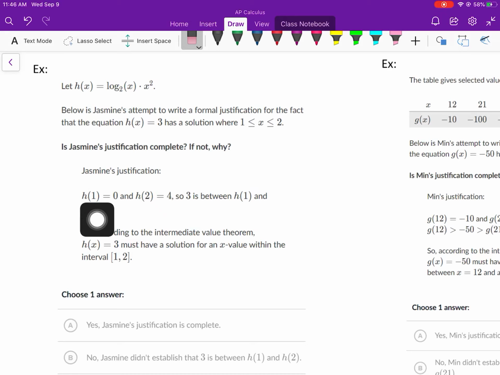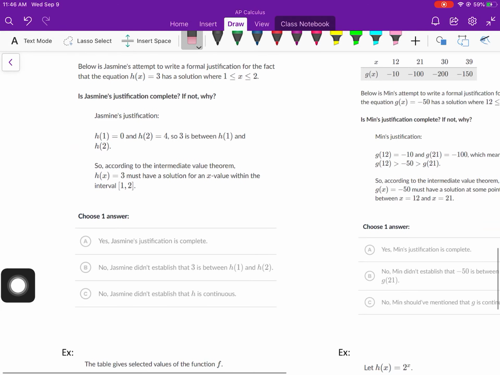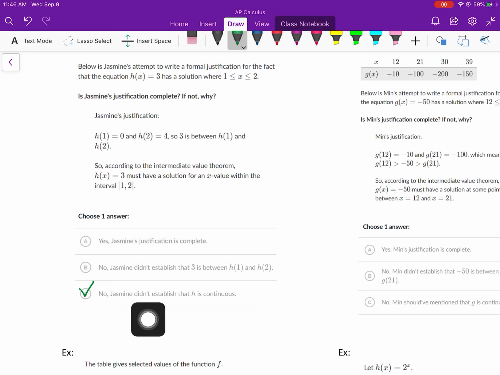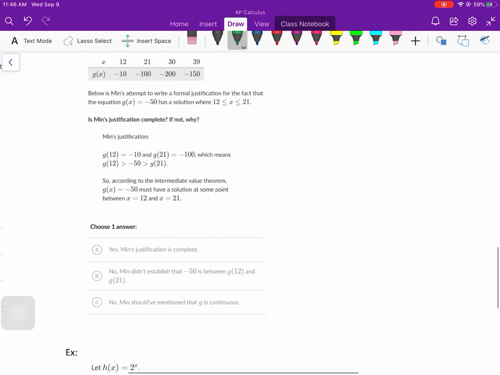So Jasmine's justification is that h of 1 is 0. Okay, that's good. h of 2 is 4. That's good. So 3 is going to exist somewhere between 0 and 4, right? As long as it's continuous. So according to the intermediate value theorem, h of x equals 3 must have a solution for an x value within the interval. But the problem is, did she ever talk about continuity? No. So she never established that h is continuous. So no, we don't know this for a fact because we don't know if it's continuous. I mean, we can check it, but she didn't establish that.